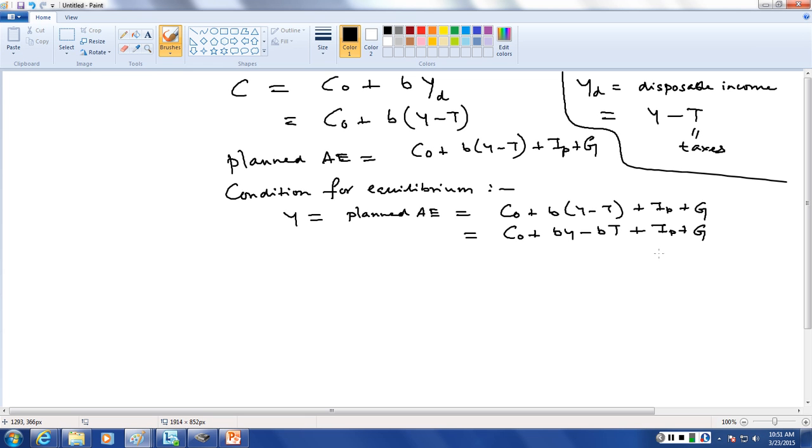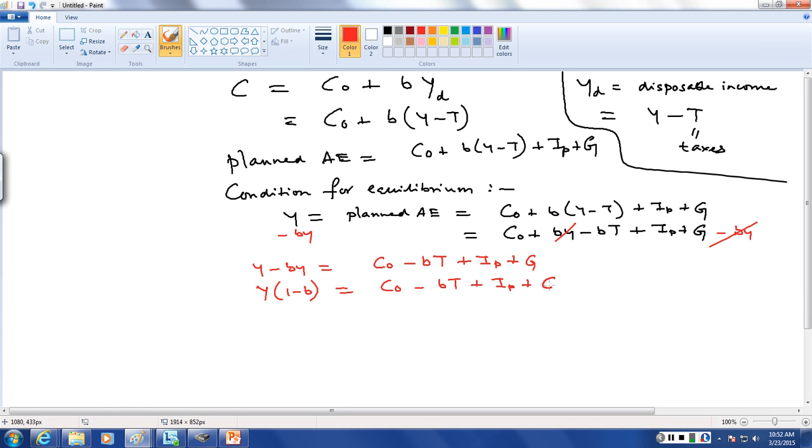Now we have to solve for the Y. And how do we solve for the Y? By collecting the Y terms on one side, as we previously did. To do that, we basically subtract BY from both sides. This gets rid of this and this. So we are left with Y minus BY is equal to C0 minus B times T plus IP plus G. Factor out the Y here as before. Let me give you a second to catch up if you're taking notes.